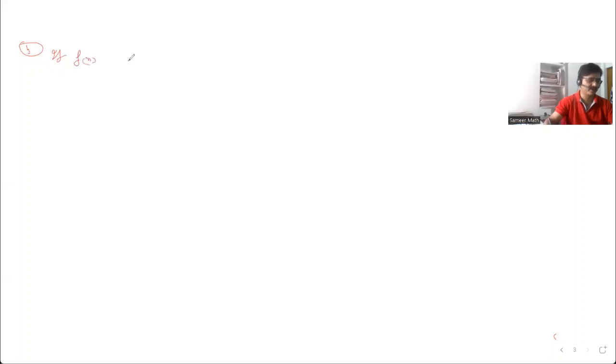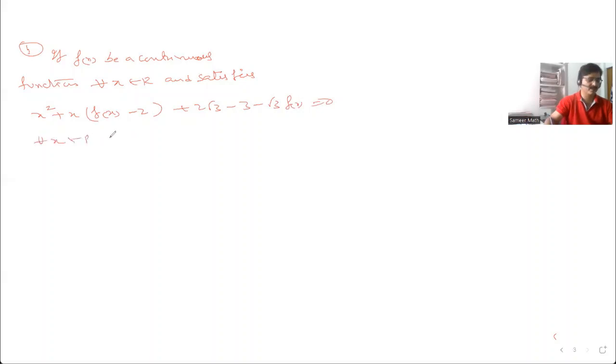If f of x be a continuous function for all real x, x belongs to R, and satisfies x square plus x f of x minus 2, here he kept it in brackets, 2 root 3 minus 3 minus root 3 f of x is equal to 0. Again he said, if x belongs to R, then the value of f of root 3 is dash.